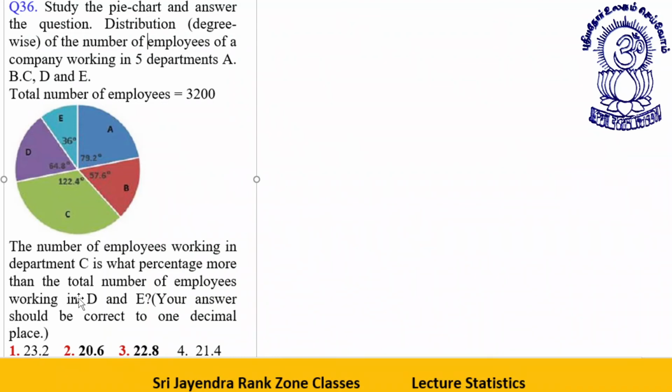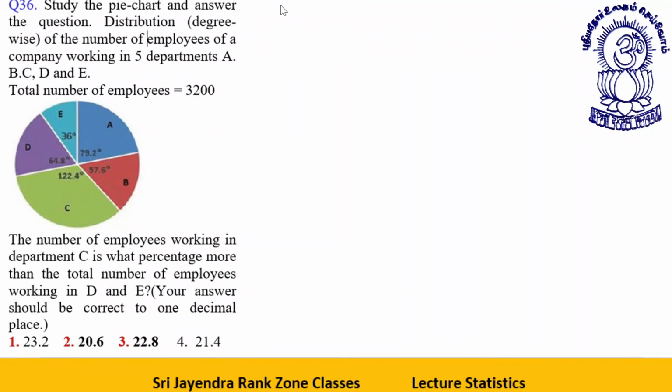The number of employees working in department C is what percentage more than the total number of employees working in D and E? Your answer should be correct to one decimal place. See, students, very easy question actually. First of all, the number of employees working in C is how much percent more than the number of employees working in D and E. Now let's see how many total degree in C. Degree in C is 122.4.